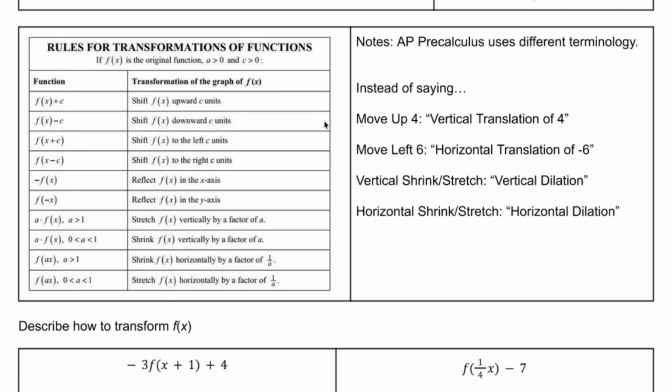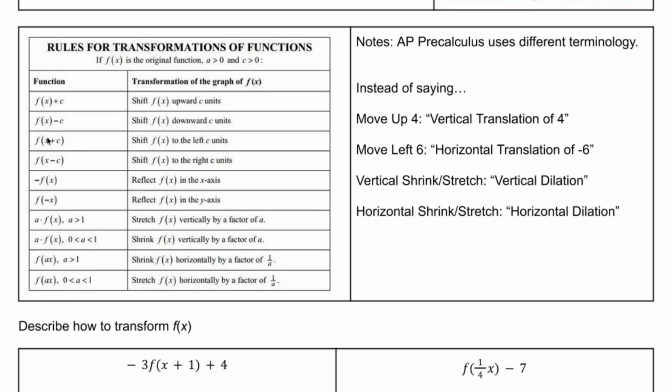Now, in pre-calculus land, anytime you move up or down by just simply adding or subtracting a number on the outside of everything, we call that a vertical translation. So moving up 4 is a vertical translation of 4. Moving down 4 would be a vertical translation of negative 4. Okay, so just the verbiage of AP pre-calculus is slightly different.